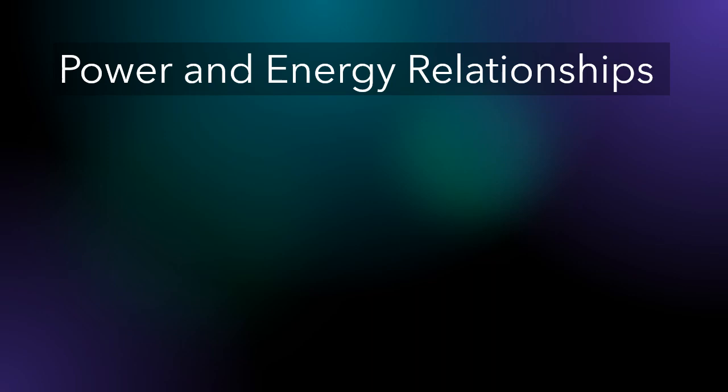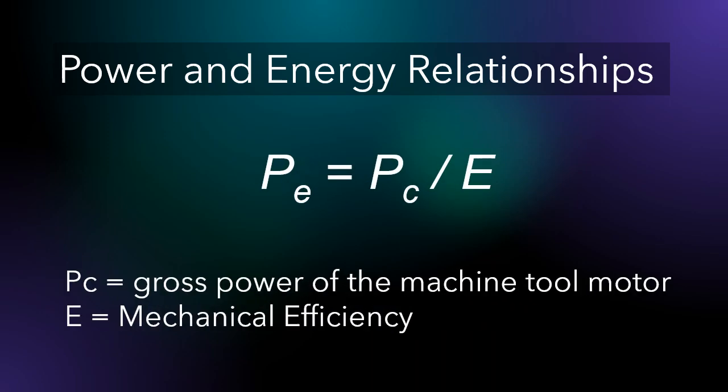The gross power required to operate the machine tool is greater than the power delivered to the cutting process because of the mechanical losses in the motor and the drivetrain of the machine. These losses can be accounted for by the mechanical efficiency of the machine tool. The gross power of the machine can be calculated as the cutting power divided by the efficiency E of the machine tool. The value of E is in the range of 90%.